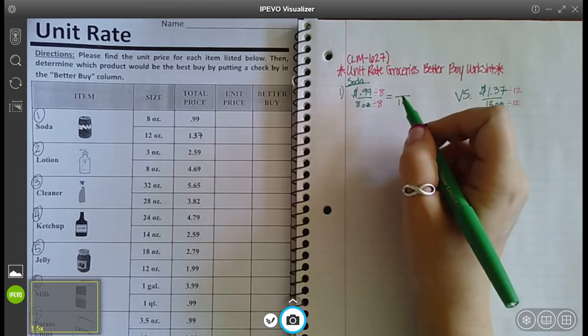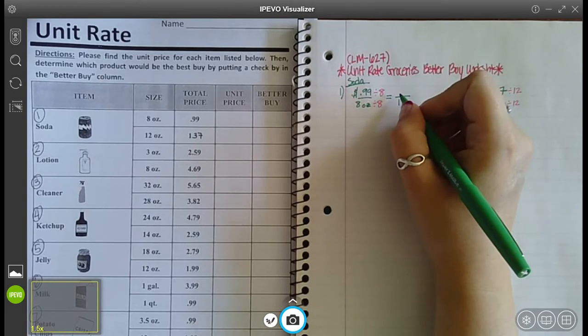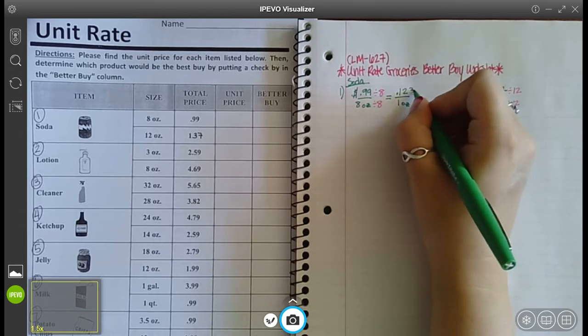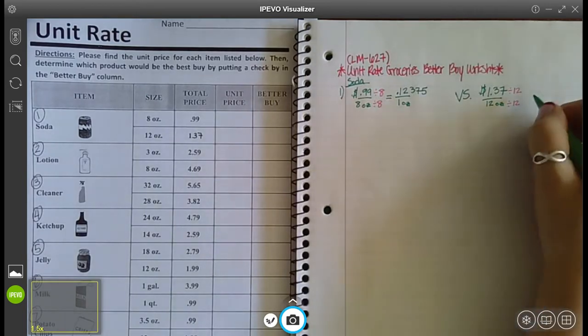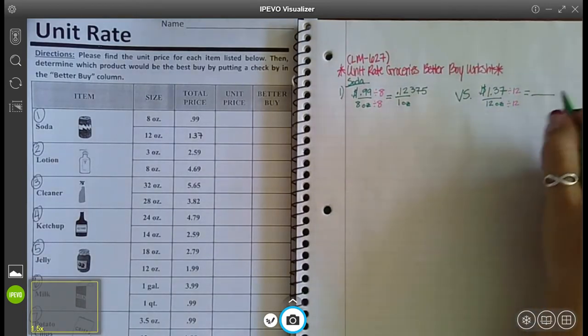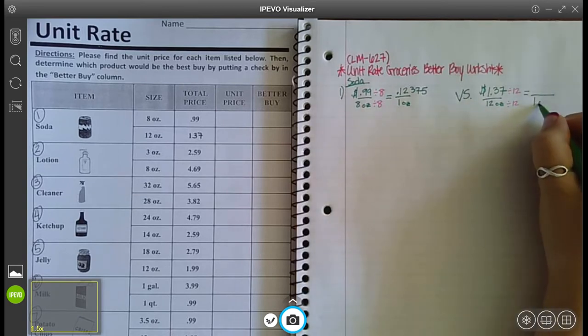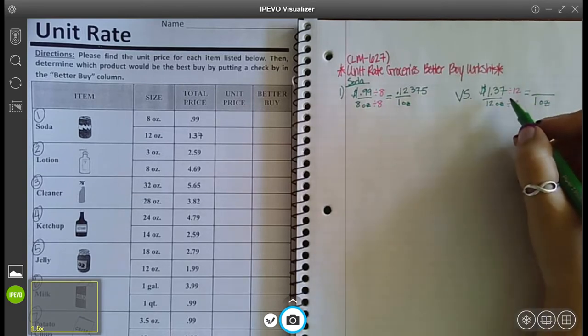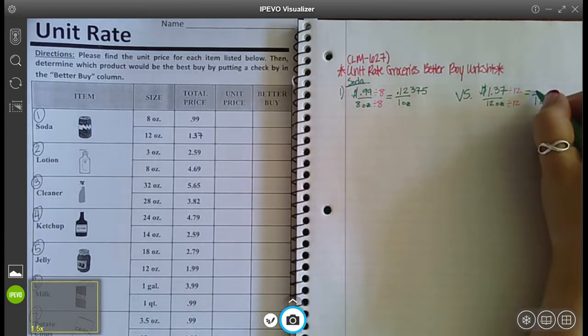So this is equivalent to 0.99 divided by 8. Let's see, if I type that into my calculator, 0.99 divided by 8, I get 0.12375. Okay, and then for this one over here, again, you also want to find the unit rate, so divide it by itself. 12 divided by 12 is 1. Do the same thing on top. 1.37 divided by 12. You type that into your calculator and you get 0.1141.